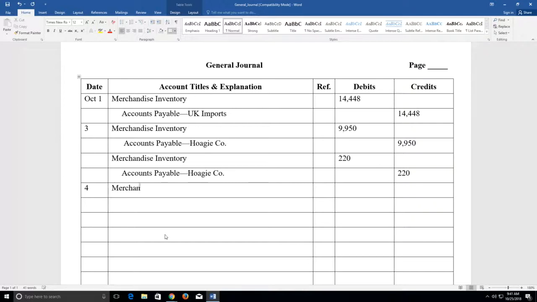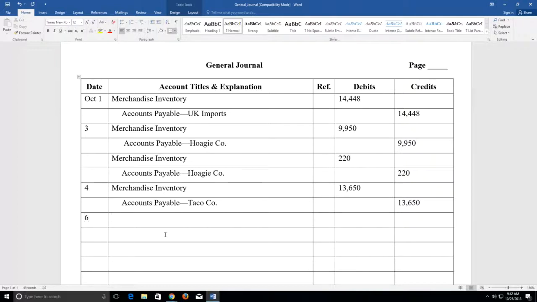So on the 4th, we purchased from Taco Company. So again, we bought merchandise. And we bought $13,650 worth. And that's going to be accounts payable. Taco Company. For that same $13,650. And let's see what it tells us in this note. It says terms FOB destination. That means the seller is paying the shipping. And if we pay within 10 days, we get that 2% discount, or net 30 days.